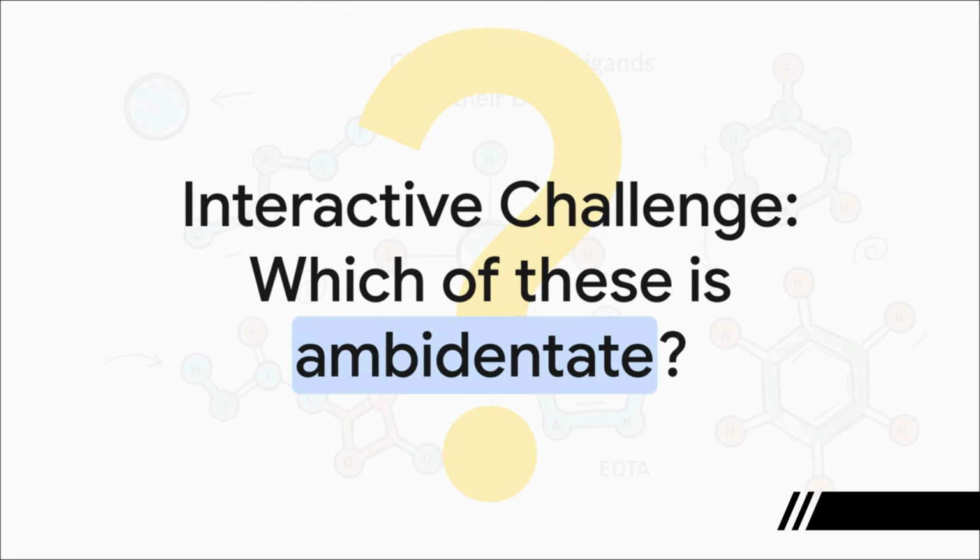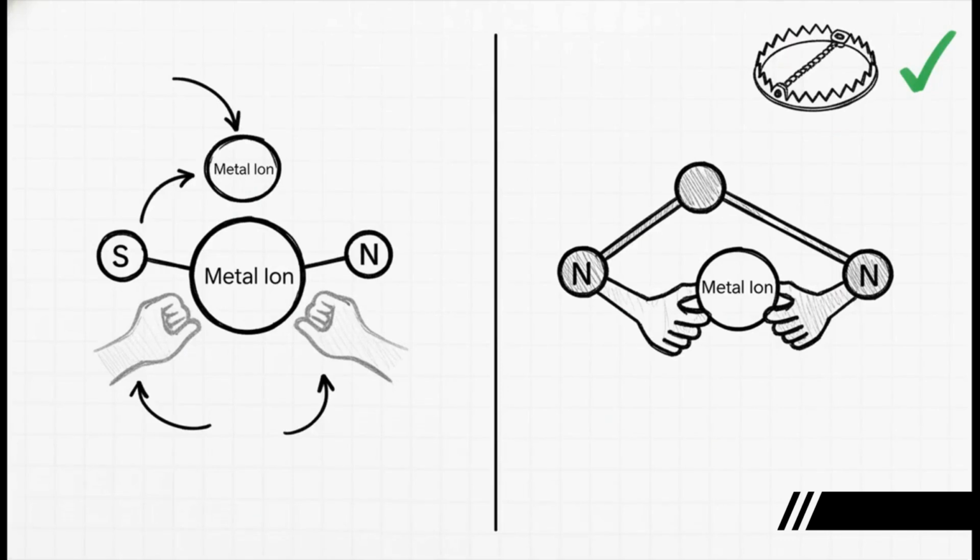Lock in your answer. And the answer is B, thiocyanate, SCN-. Why? Because it can either grab with the sulfur or with the nitrogen, but never both at the same time. Ethylene diamine always uses both of its nitrogen hands together. See the difference? If you got that right, awesome. You just dodged a major trap.